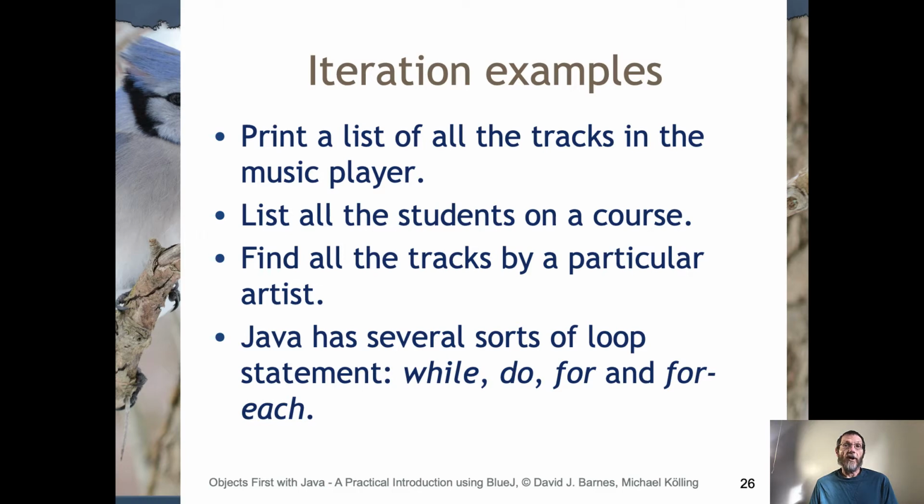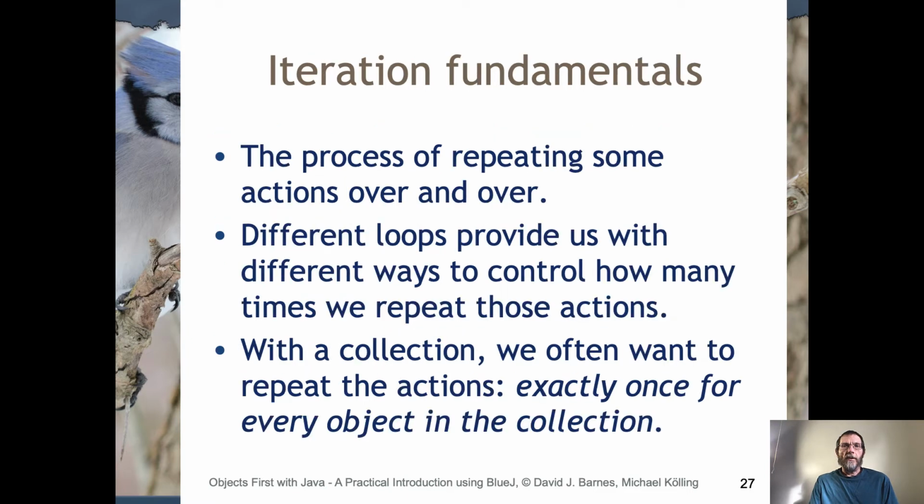Now, Java provides several different types of loop: a while loop, a do loop, a for loop, and a variation on the for loop called the for each loop. So, fundamentals of iteration are that iteration involves the process of repeating some actions over and over again. And those different types of loop provide us with different ways to control how many times we repeat those actions.